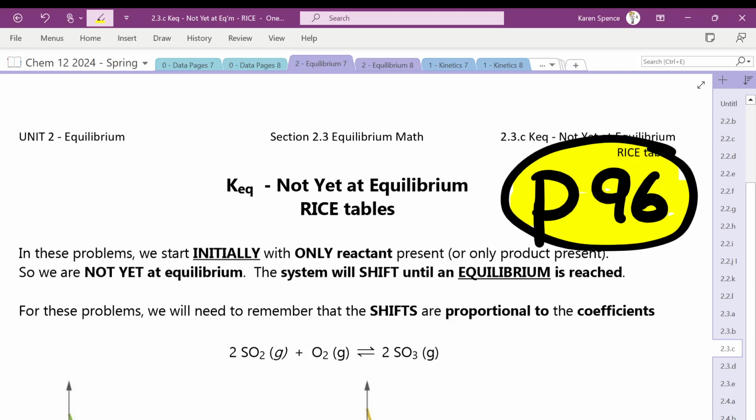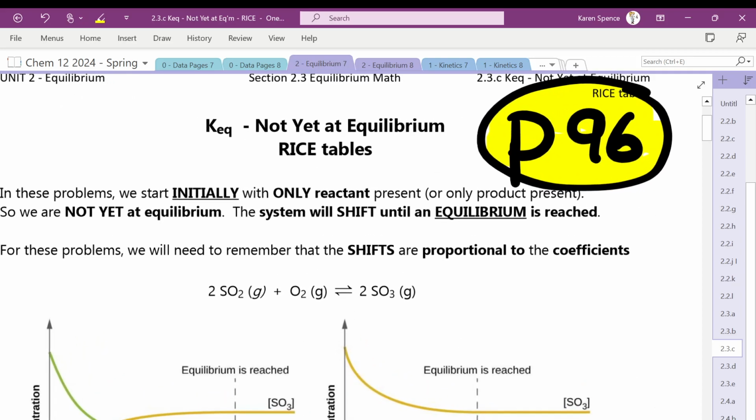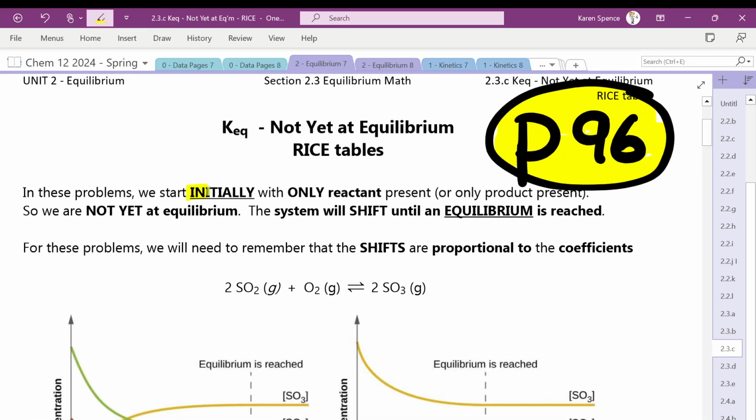Now, we're going to look at situations where we're not actually at equilibrium yet, where we're going to be moving towards equilibrium. In these problems, we're starting initially with only reactant present, or possibly only product present, but usually we put only reactant. So we are not yet at equilibrium. What does a system do when it is not at equilibrium? It's going to shift until it reaches equilibrium, yes? So we're going to have a shift, and then we're going to reach equilibrium.